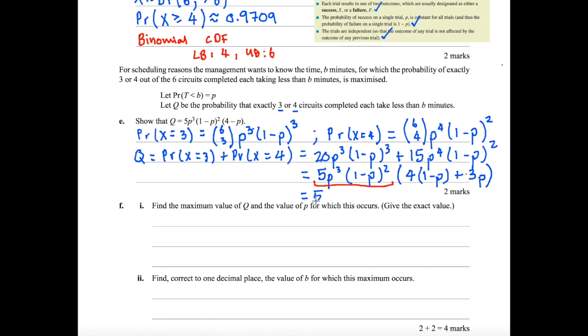Alright, so this simplifies down to 5P cubed, 1 minus P squared times the bracket. I'll do this quickly: we multiply this in, it's 4 minus 4P plus 3P. Well, that's simply 4 minus P. And then you do a big square and say QED or whatever, because you've successfully shown that Q is equal to 5P cubed times 1 minus P squared times 4 minus P.